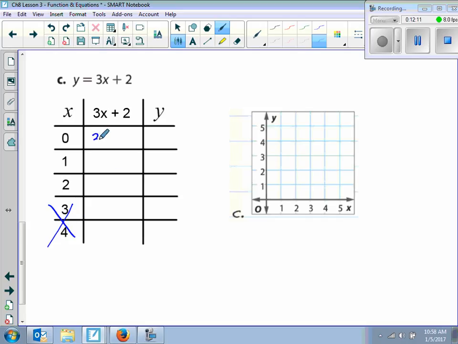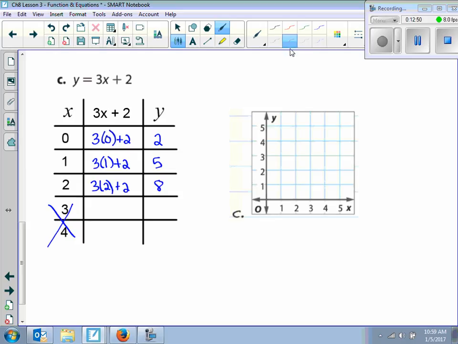So 3 times 0 plus 2, so that's 0 plus 2 is 2. And then we have 3 times 1, which is 3, plus 2 is 5. And then we have 3 times 2, which is 6, plus 2 is 8. Good. And now we can graph our ordered pairs.